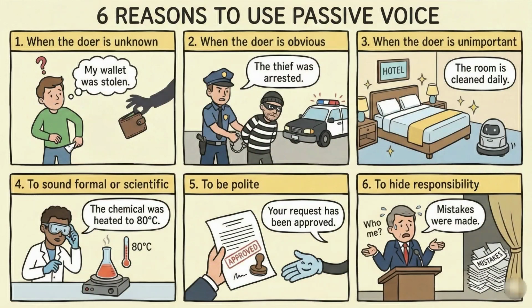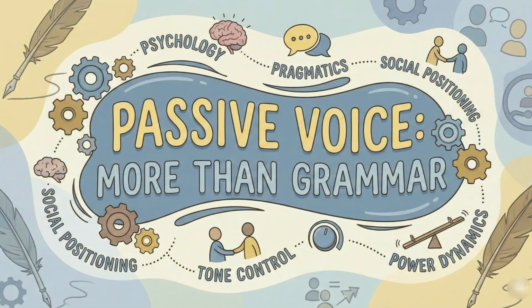5. To be polite. Example, your request has been approved. Passive voice softens the tone. 6. To hide responsibility. Example, mistakes were made. A classic political survival trick. The action happened, but by whom? No one knows. Passive voice isn't just grammar. It's psychology, pragmatics, social positioning, tone control, power dynamics.